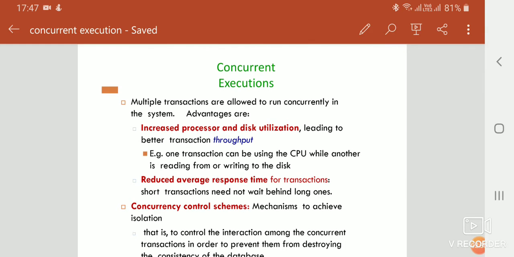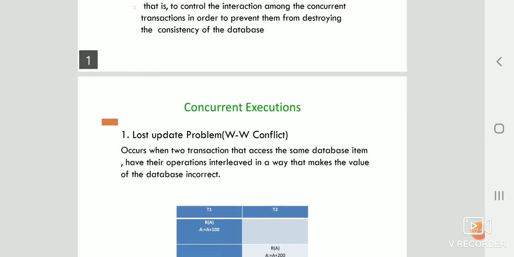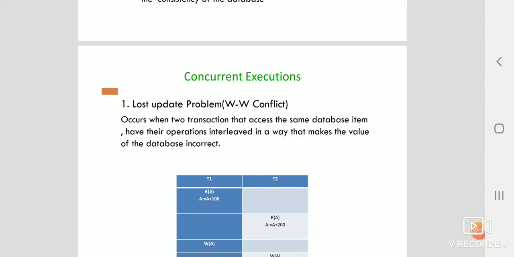Concurrency control schemes: we'll have some mechanism to achieve isolation. We need concurrency in our transactions also, so for that we'll be maintaining some mechanism. Next we'll see some of the inconsistencies that we are going to face in performing concurrent transactions.